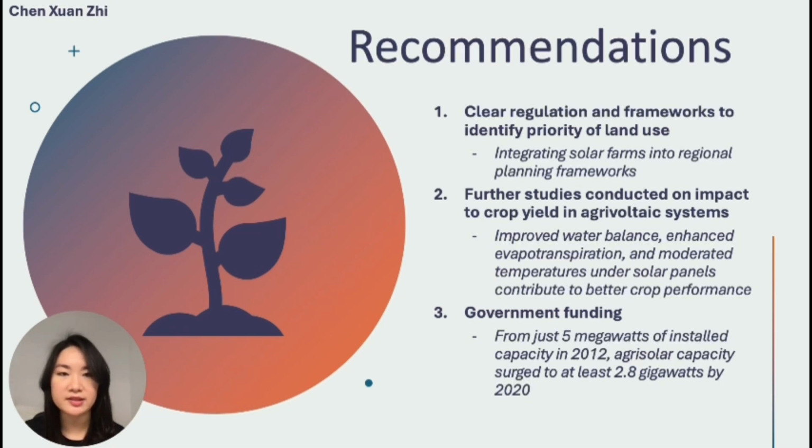Regarding land use conflicts, agrivoltaics offers a dual solution. Recent studies have shown that under certain conditions, these systems can boost crop yields compared to traditional farming. Globally, government funding has rapidly advanced agrivoltaics. In Australia, state-based schemes could further incentivize the use of agri-solar beyond pilot projects. With all these in mind, we now look at solar power's carbon emissions, which will be taken by Mei Yi.